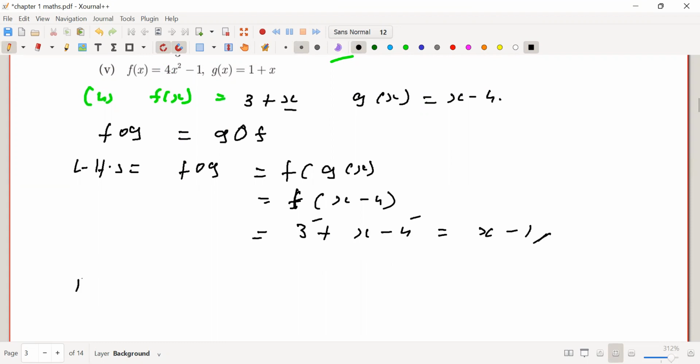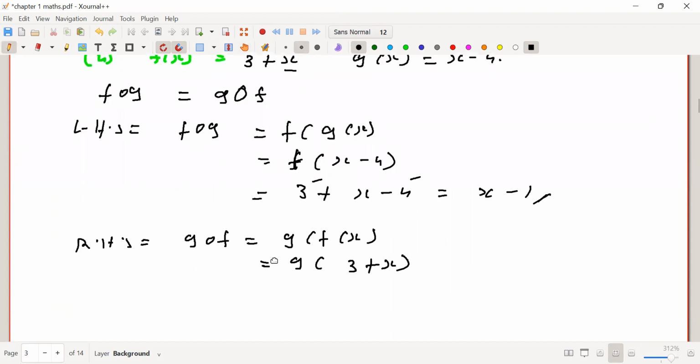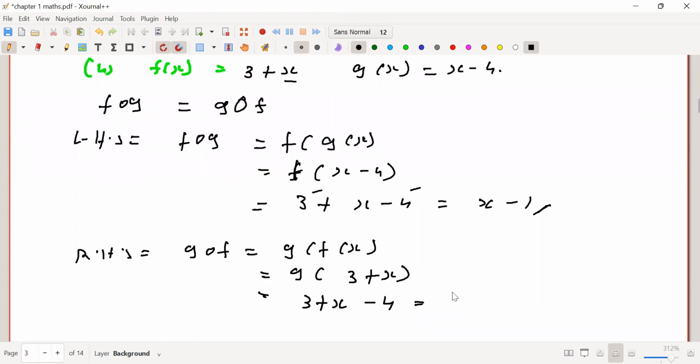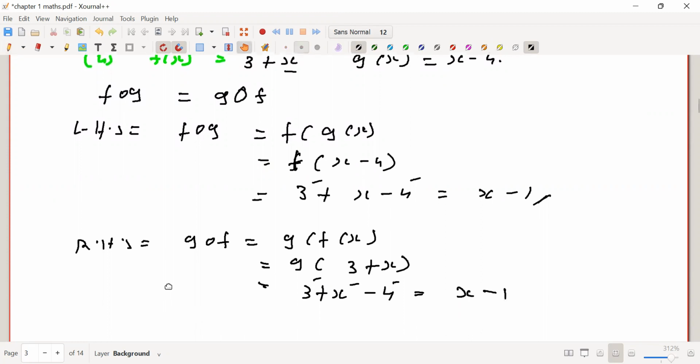All right. So RHS equal to g of f, which is equal to g of f of x, which is equal to g of 3 plus x. When I substitute 3 plus x here, 3 plus x minus 4. Here, again, 3 minus 4 is minus 1. So we got x minus 1. For this question, LHS equal to RHS.